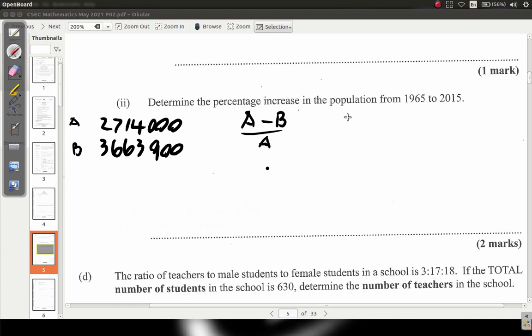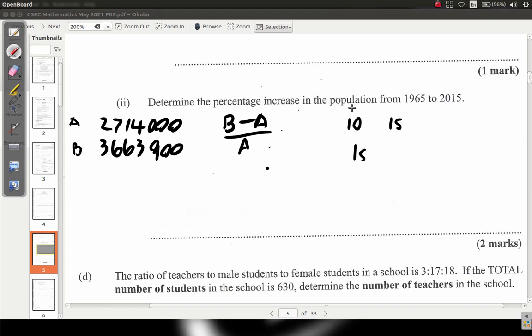It's like, suppose the population was 10 and then increased by 50%, by half, that would be 15. Did I say A minus B, or B minus A? Since it increased, it's B minus A. Let me adjust this again. The new one, B minus A, over the original A.